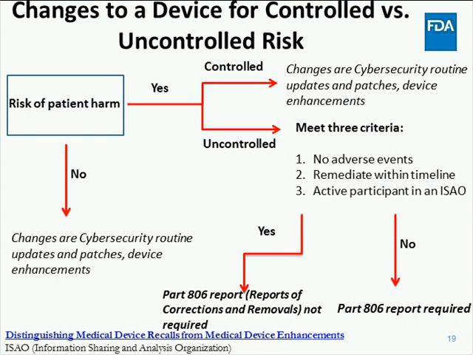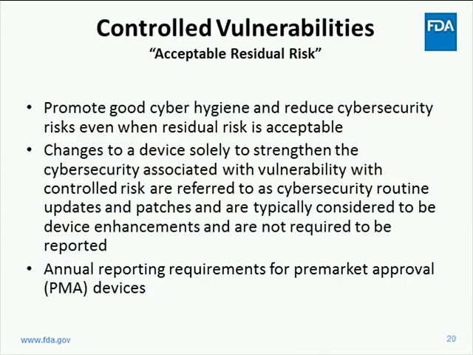Failure to correct the device when vulnerabilities present uncontrolled risk of patient harm could mean that the device is in violation of the Act. As stated in the previous slide, in some cases the assessment may determine that the vulnerability may present risk of patient harm, but that the risk of patient harm is mitigated by the presence of controls, such that the risk is reduced to an acceptable level.